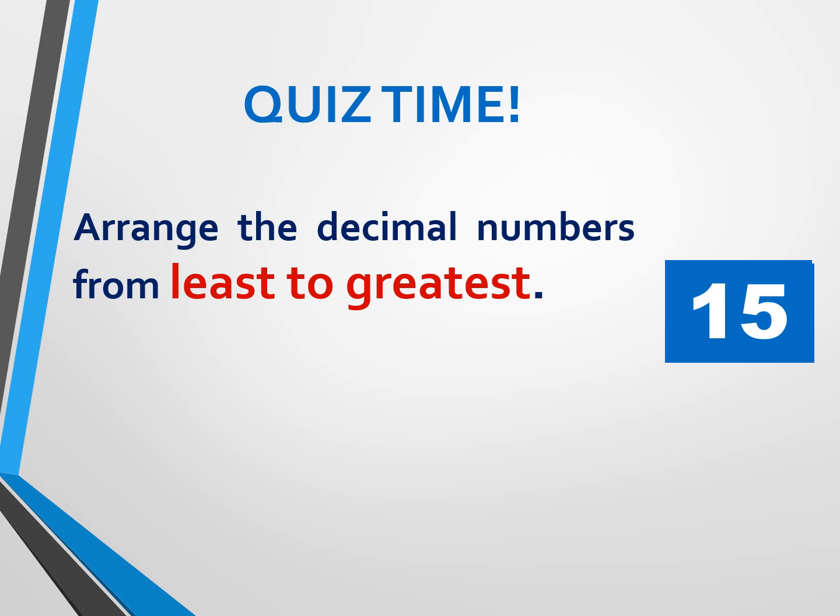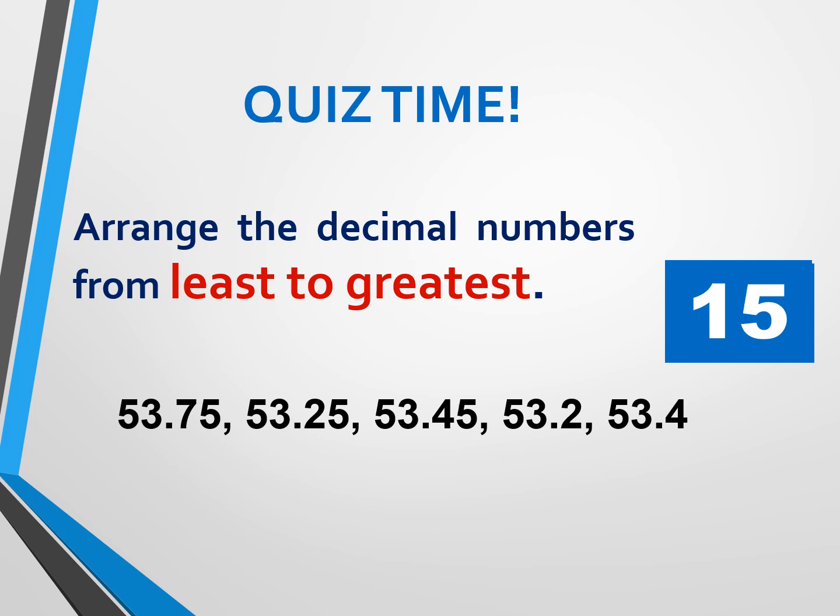Okay, for item number 2, in arranging decimals from least to greatest, here are the numbers: 53 and 75 hundredths, 53 and 25 hundredths, 53 and 45 hundredths, 53 and 2 tenths, and 53 and 4 tenths. You have 15 seconds to arrange the numbers from least to greatest. 15 seconds starts now.